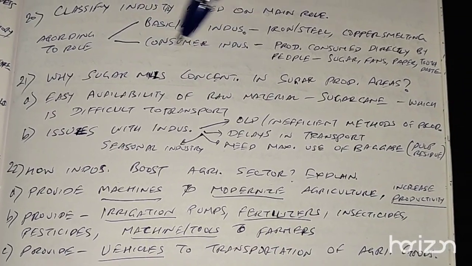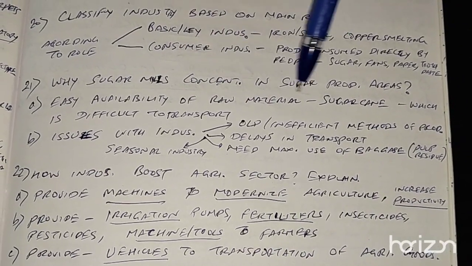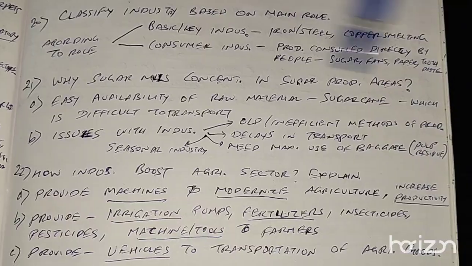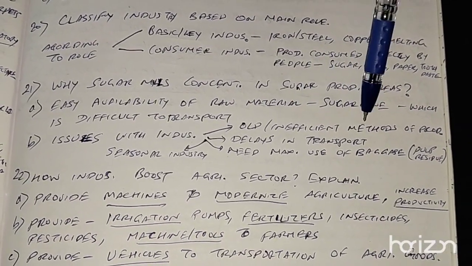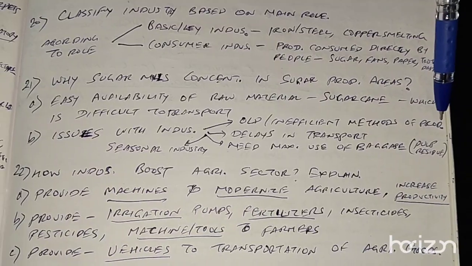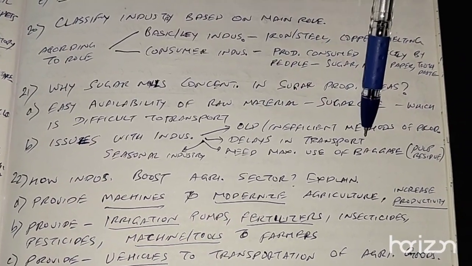So that is why the industries are concentrated near sugarcane growing areas. Okay, issues with the industry. Currently, we are using old inefficient methods of production. Okay, there are delays in transport.